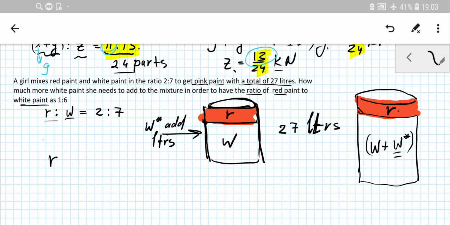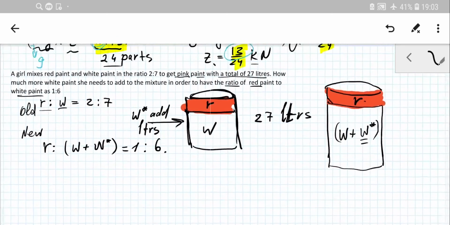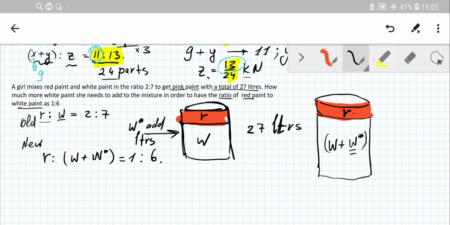So let's set up a new ratio. That's the old ratio, and let's set up a new one. So red to white plus extra white is 1:6 now. Okay, so what do you think? How to find y from here? So sorry, not y, but w star. So it means white extra.